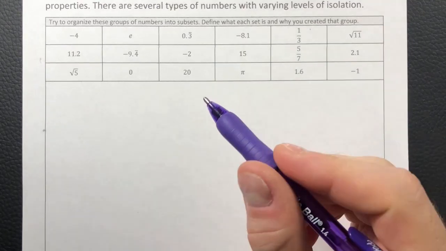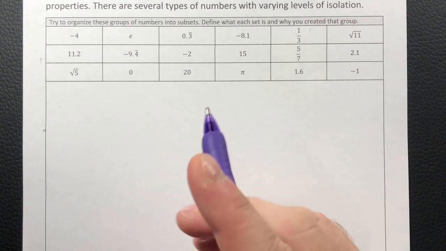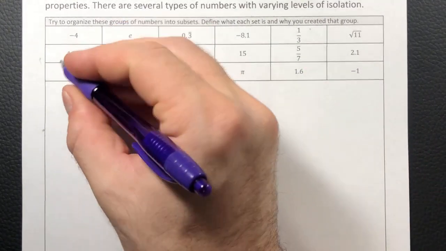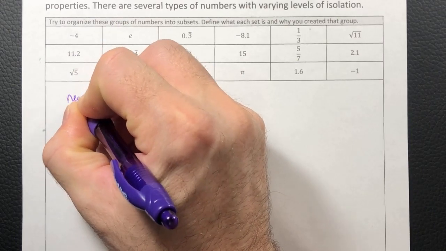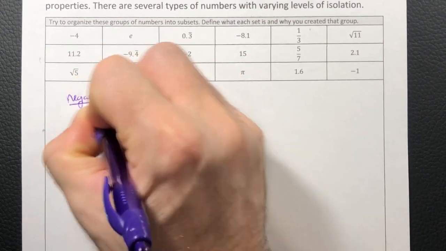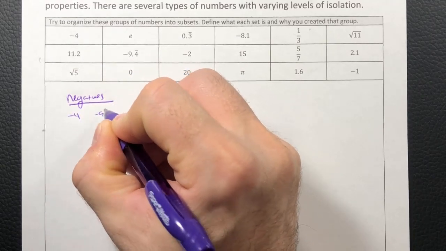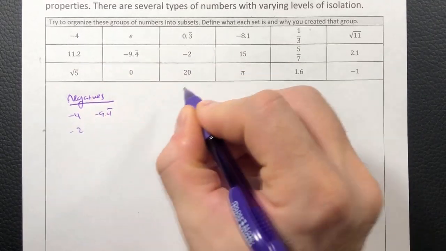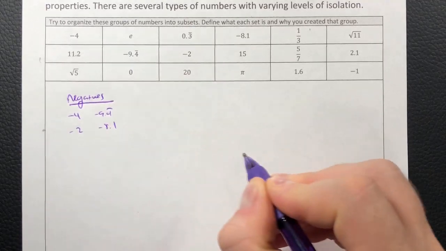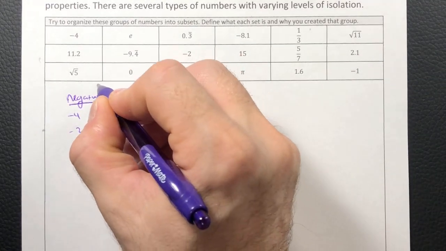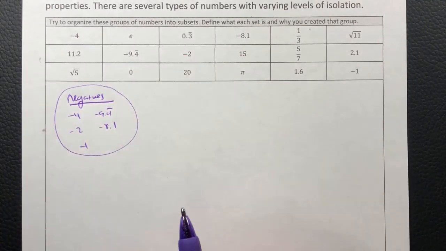Okay, so now that you've had a shot at it, most of the times what people look at, the most obvious ones, are the negative numbers. So we could say, hey, there are things called negatives. And I'd put all the negative numbers like -4, -9.4 repeating, I have a -2, -8.1, and -1. So this would be my subset of negative numbers.